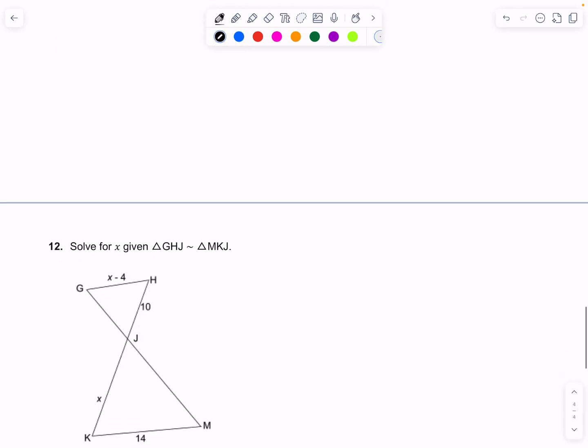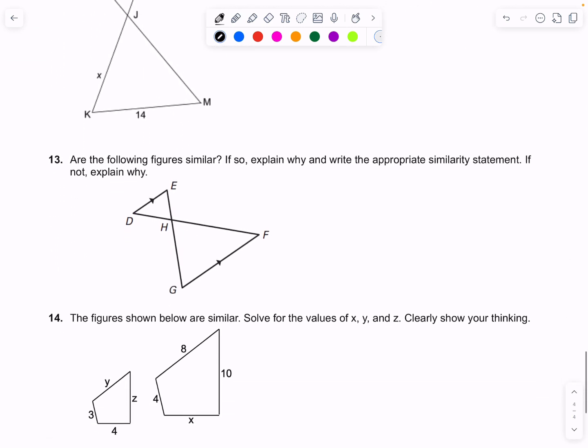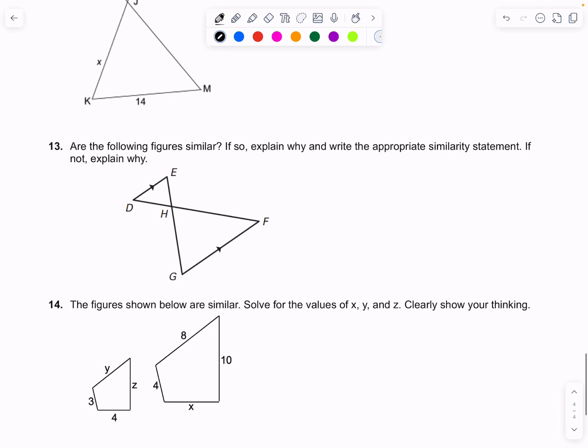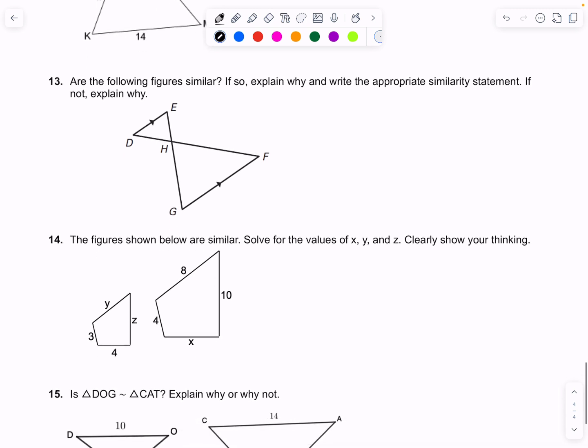Okay, let's skip. I'm going to skip 11, skip 12. Let's do 13, and then I'll do 15, and then we'll be finished. Okay, 13. Are the following figures similar? If so, explain why and write the appropriate similarity statement. If not, then explain why as well.